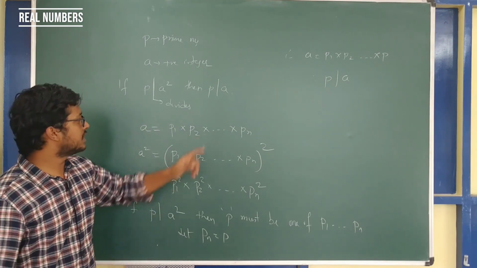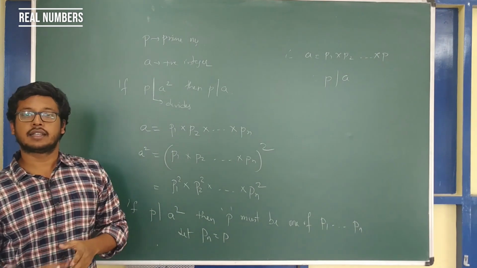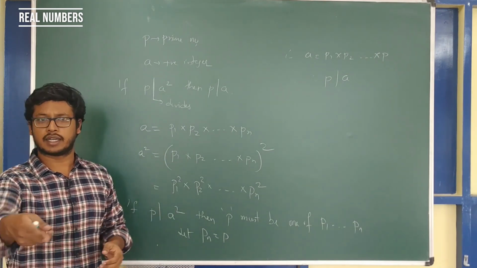So now we are going to use this theorem in order to prove irrationality of numbers. We will see how to do that in the very next lecture.